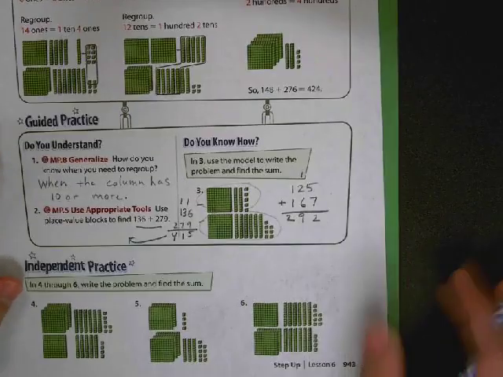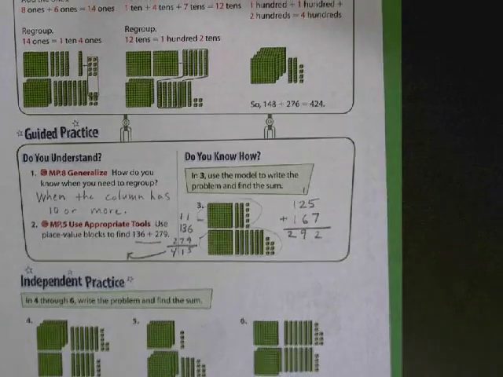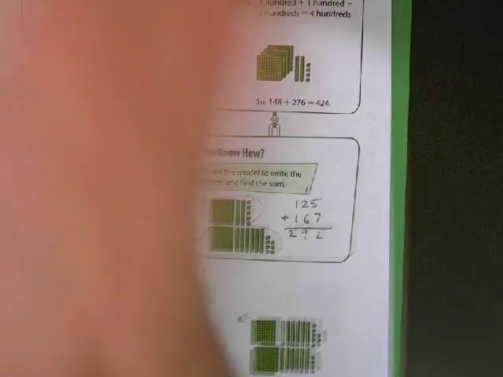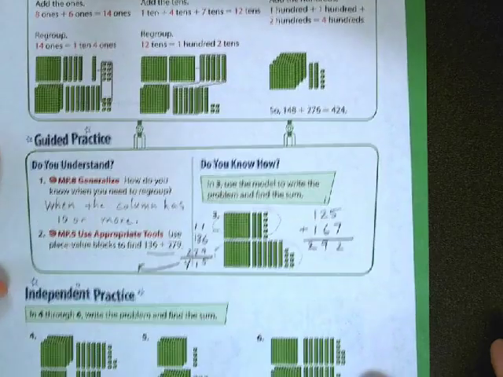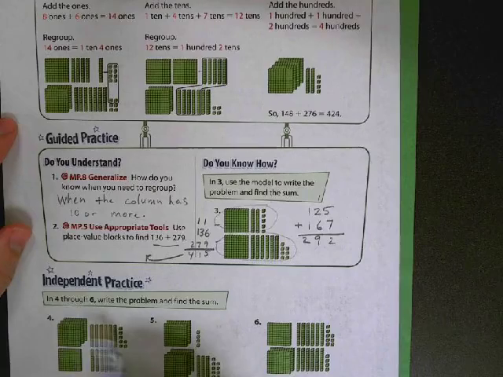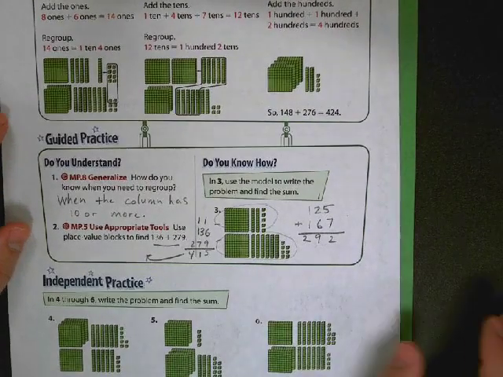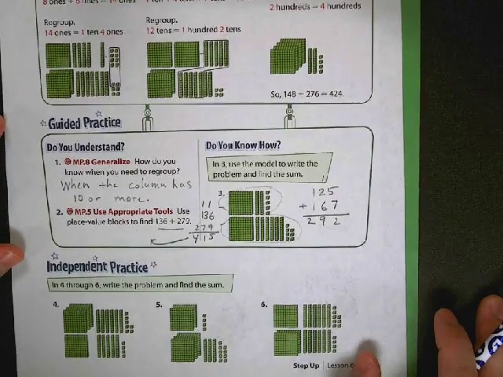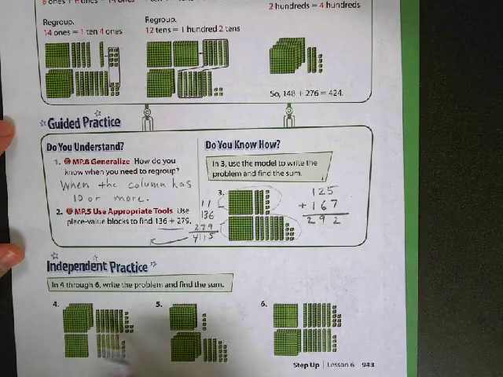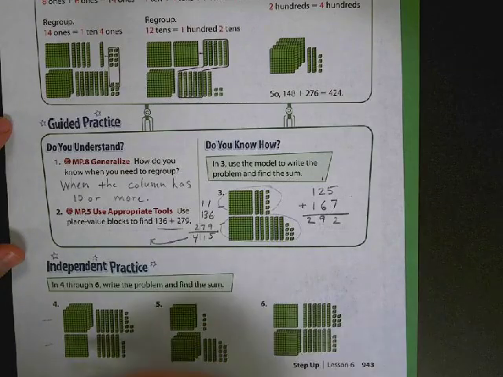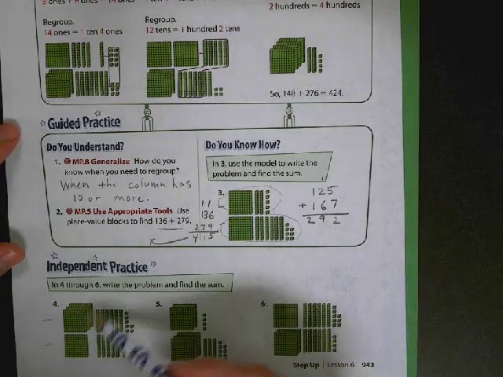So looking down at the bottom, down just a little, there we go. It says in 4 through 6, write the problem, then find the sum. And so you're going to add this group to this group. So you're going to write a problem, and then you're going to solve it. To solve, you just have to count all the blocks.